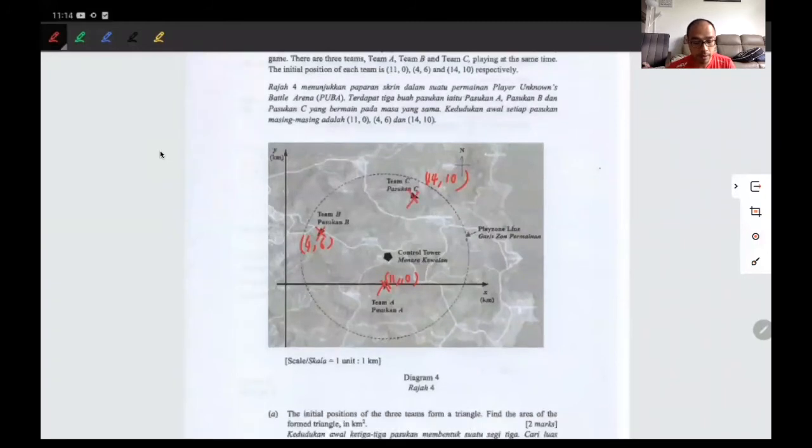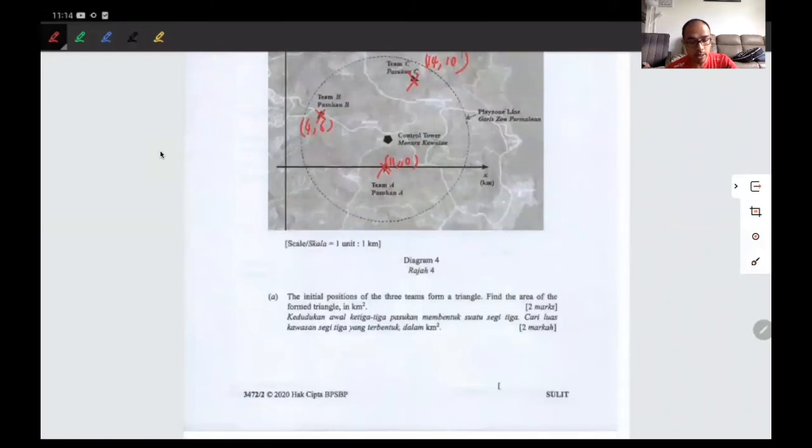Okay. So the initial positions of the three teams form a triangle. Find the area of the formed triangle. This is a no-brainer formula. Okay, so area is 1/2. Then you arrange the coordinates: 11, 0, 4, 6, 14, 10, and then you make sure you repeat the first one again at the end.